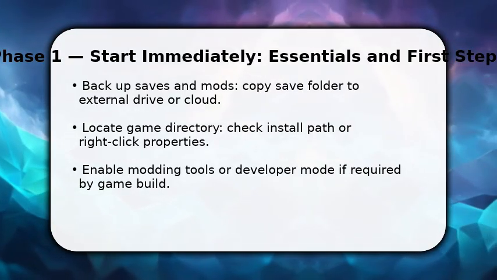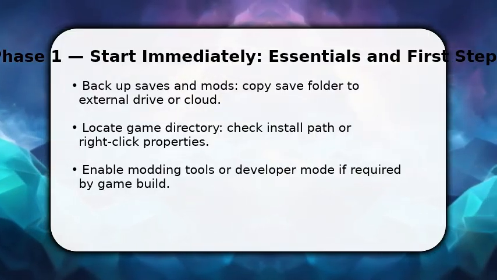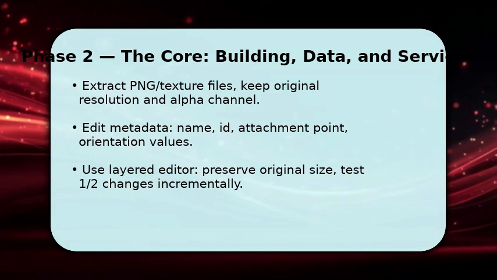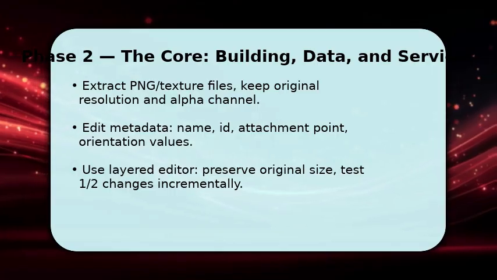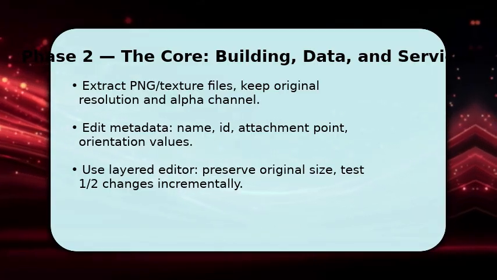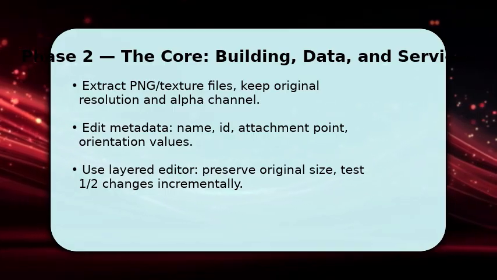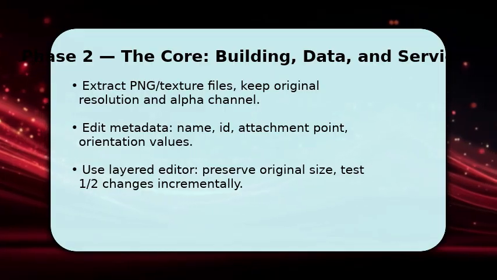Proceed with extracting only the specific sticker files you plan to change. Next, extract the sticker textures and their metadata files and open them in a layered editor. You'll change the art while preserving original resolution and alpha because mismatched sizes break alignment. Edit the metadata for name, ID, and attachment point. These values control where and how the sticker sticks.